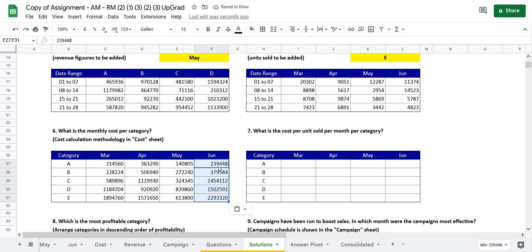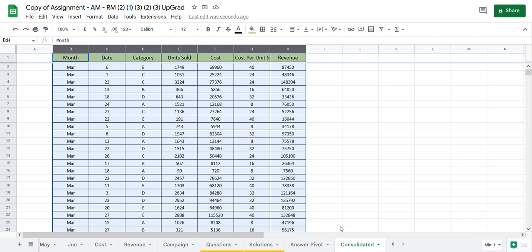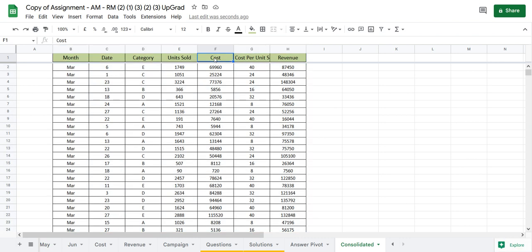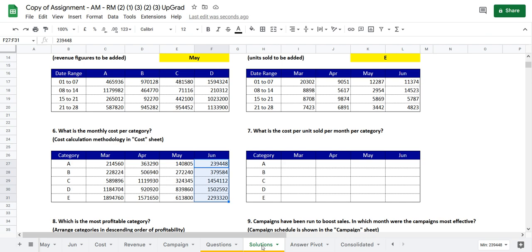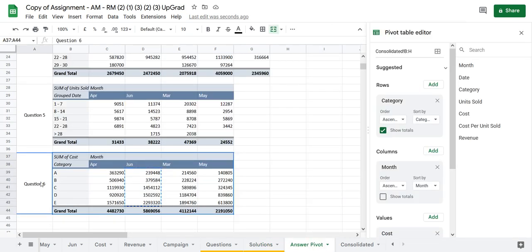Now we are on the 7th question. The question is, what is the cost per unit sold per month per category? I have already found out the cost per unit sold per month per category. If you observe this consolidated sheet, here cost is there, so cost per unit sold. What I did is divide this cost by units sold. So the same pivot we can use here. In rows we want category, in columns we want month. So for question number 7, I'll use the same pivot.